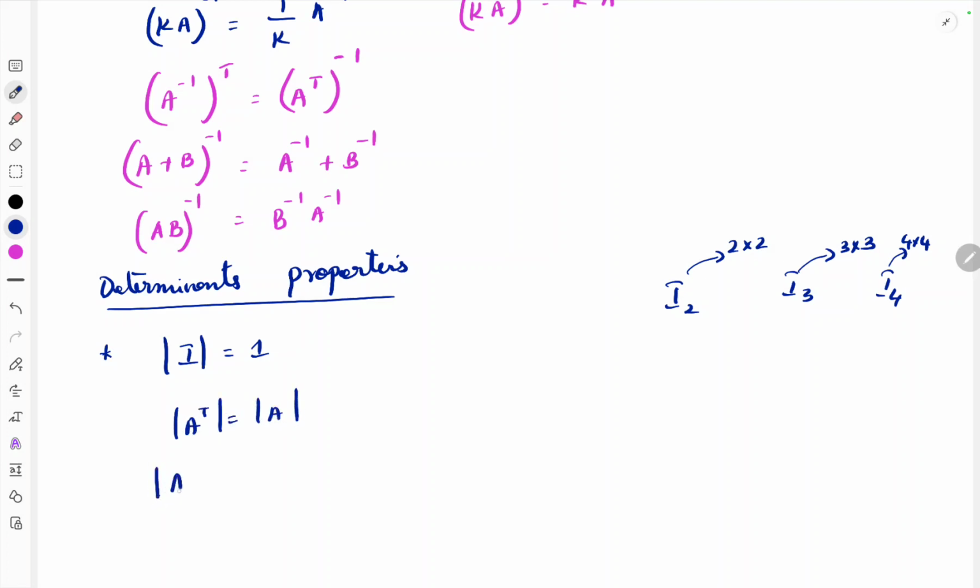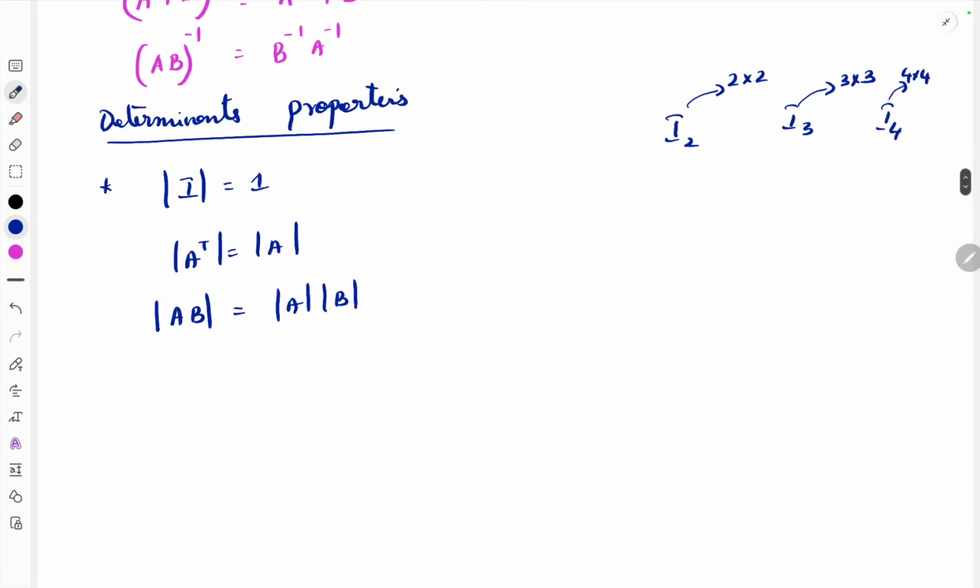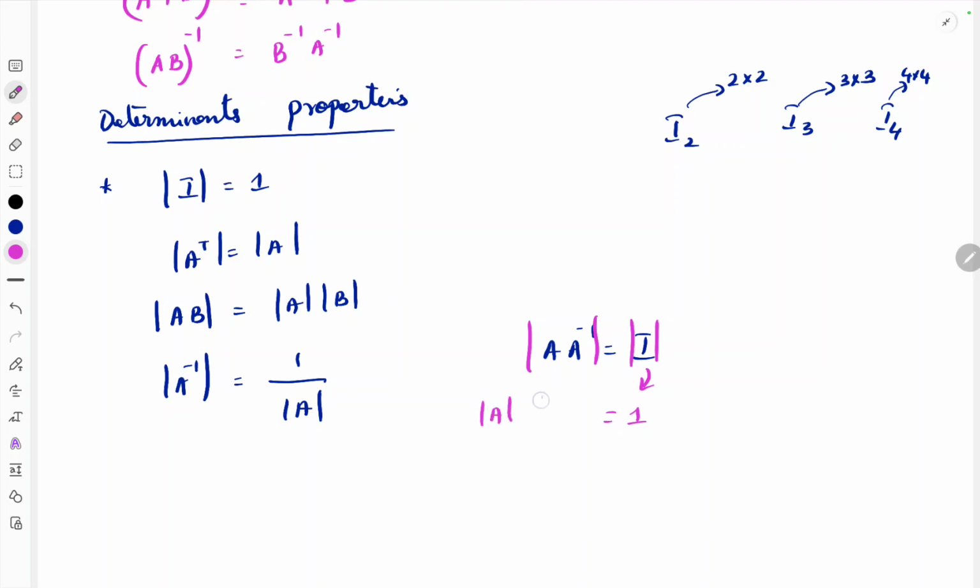So if we have to find determinant of AB, this is same as finding determinant of A into determinant of B. And determinant of A inverse, if we have to find, this is 1 by determinant of A. Because A into A inverse equal to identity matrix. So which means I am taking determinant on both sides. Identity matrix determinant is 1. I can use this property. So determinant of A into determinant of A inverse, which is 1. So determinant of A inverse will be 1 by determinant of A. So this is what we have.